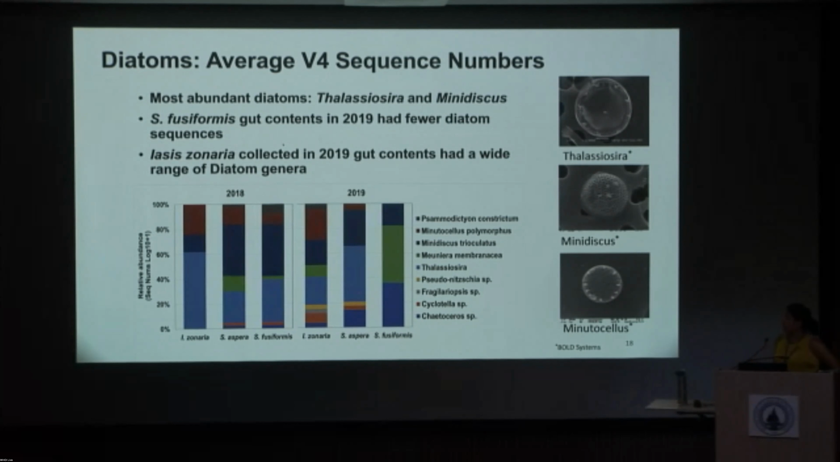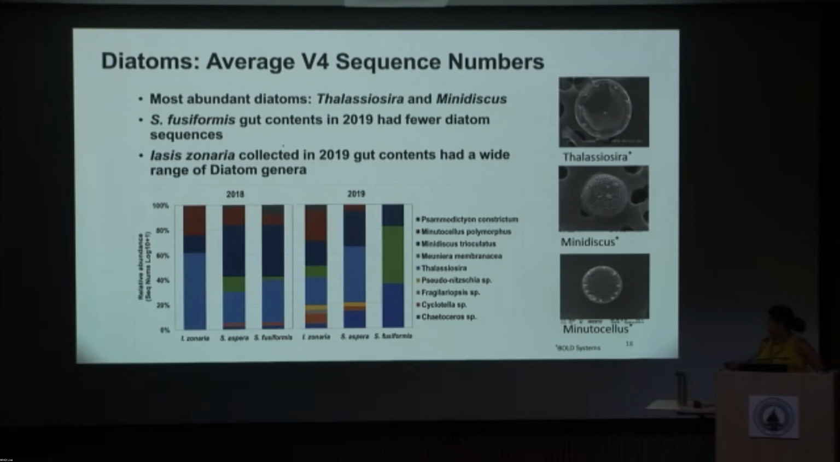So the most abundant diatoms that we detected were Thalassiosira in the lighter blue, and then Minidiscus in the navy blue. And Salpa fusiformis gut contents in 2019 over here have fewer diatom genera or species. I thought that it was because my sample size was smaller, but it's actually the same sample size as Salpa aspera. So I'm not really sure what happened and how much this is reflected in what we can find in the water column. And Iasis zonaria that was collected in 2019 had the most diverse composition of the diatom species.